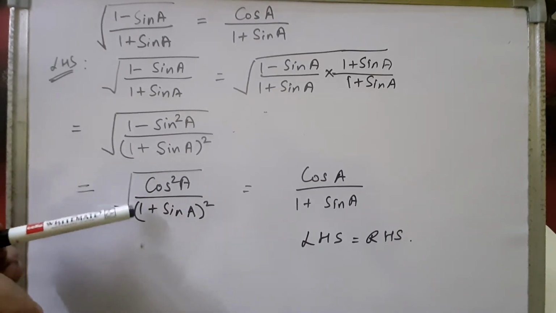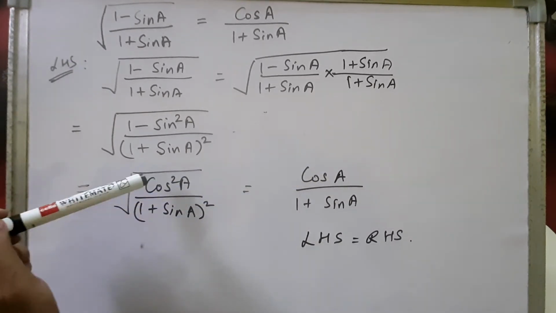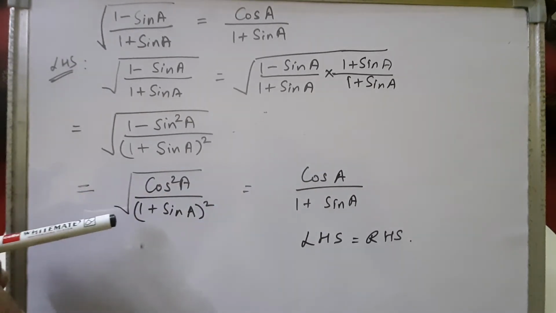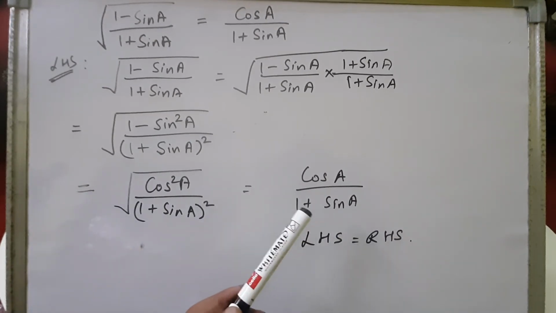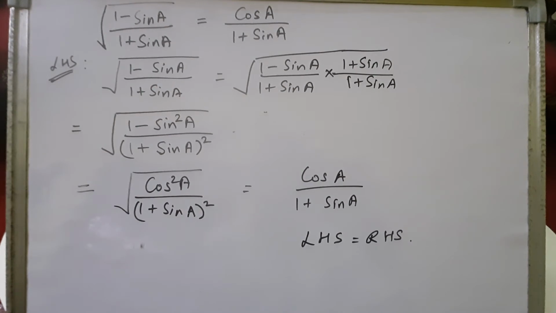When we take the square root of this fraction, what will we get? Cos square A will be cos A. 1 plus sin A to the whole square will be 1 plus sin A. So that is our required right hand side, cos A upon 1 plus sin A. So hence we can say that left hand side and right hand side are equal. Alright children, note down please.